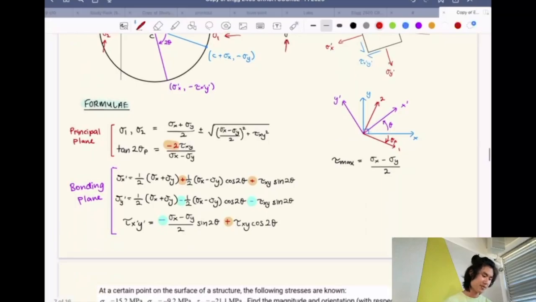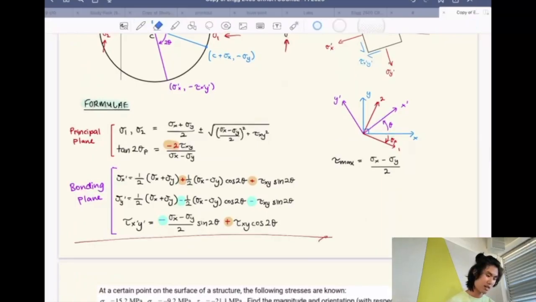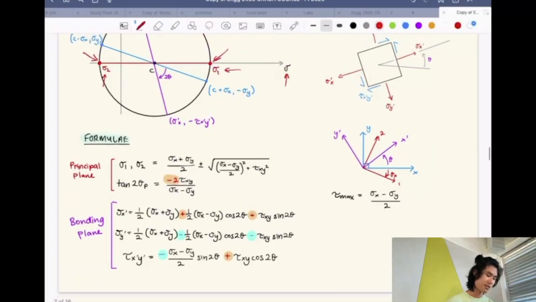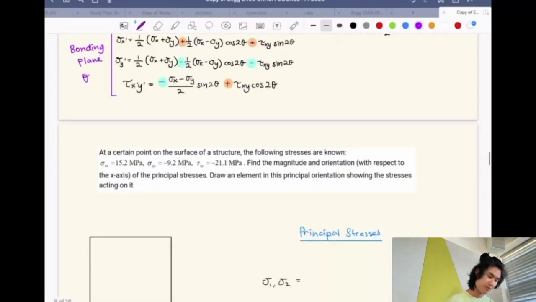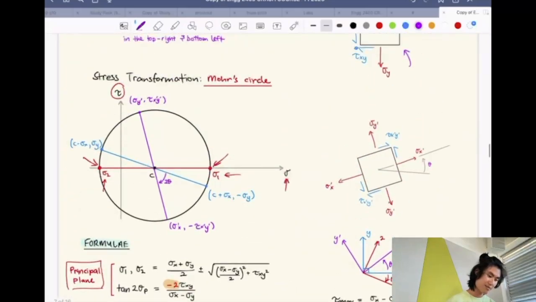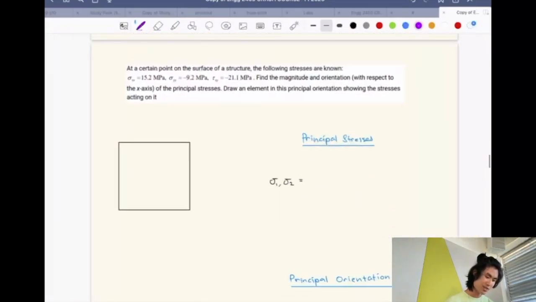So those are some of the values that I've written out. For example, this is going to be for a principal plane, and then this is going to be the rotation by theta. Maybe it's better if we do a question.